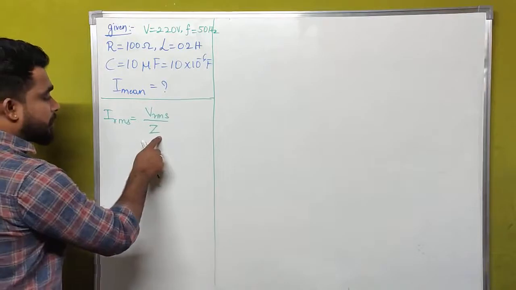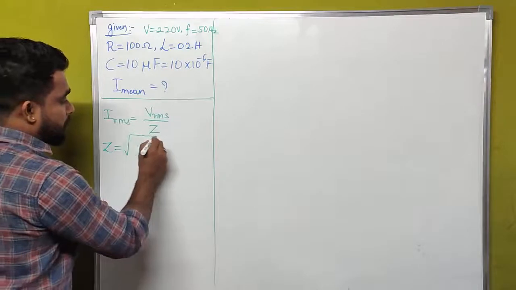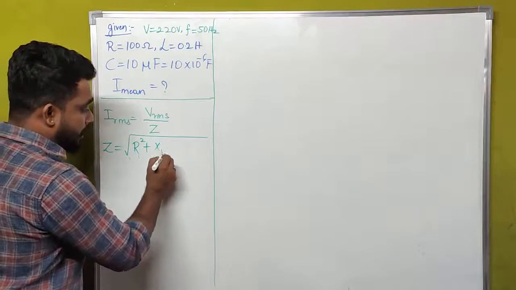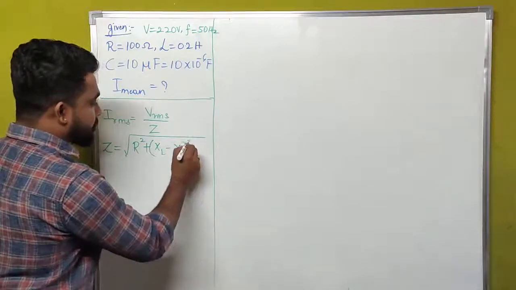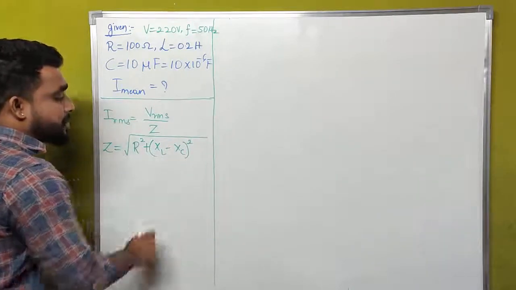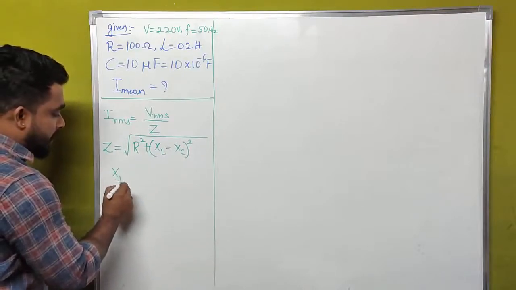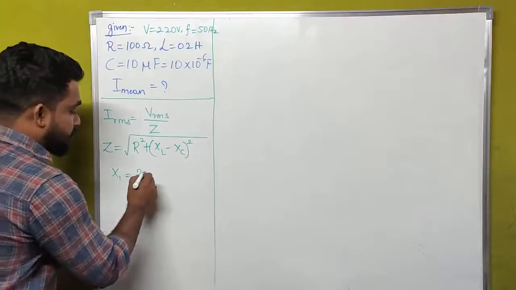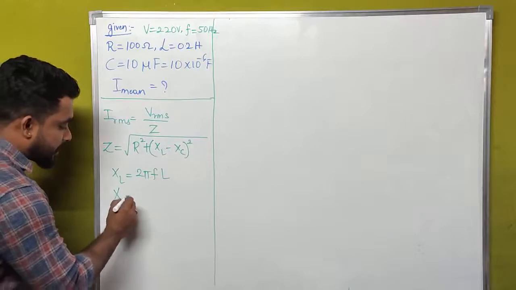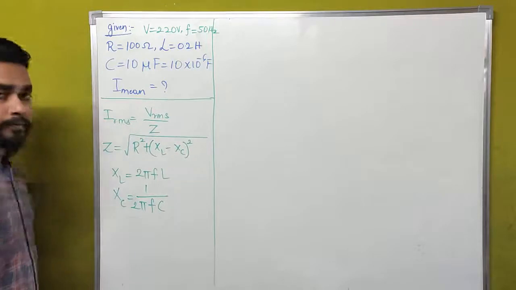To find the impedance, we can use this formula: Z is equal to square root of R square plus XL minus XC whole square. Here the problem is we don't know the values of XL and XC. So to find Z, we have to find XL. XL is equal to 2 pi F into L. Now, what is the expression for XC? XC is equal to 1 over 2 pi into F into C.